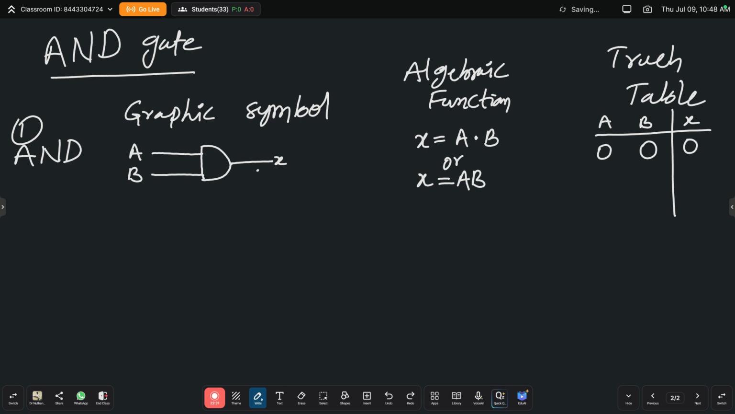The procedure is this. If your inputs to the AND gate are low voltage and high voltage, the output is low voltage. Low voltage only, for the AND gate. So low voltage, high voltage, low voltage.